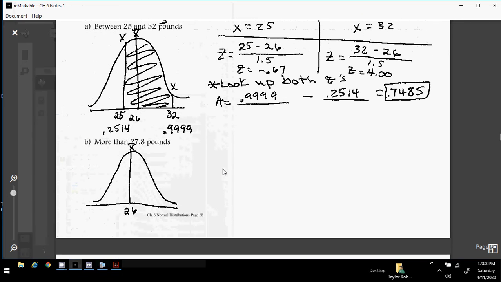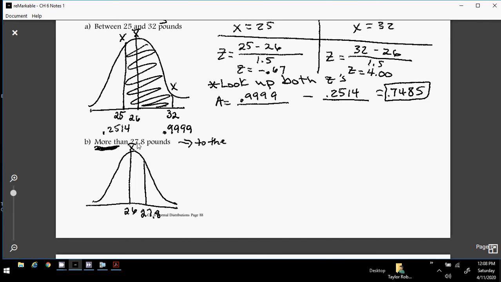Alright, so let's look at B. B is more than 27.8 pounds. So the number we're going to put on here is 27.8, which is more than 26, so it goes over here to the right. And if I'm looking at more than 27.8, which way would I shade? Well, to the right, because the numbers that are more than would be to the right.